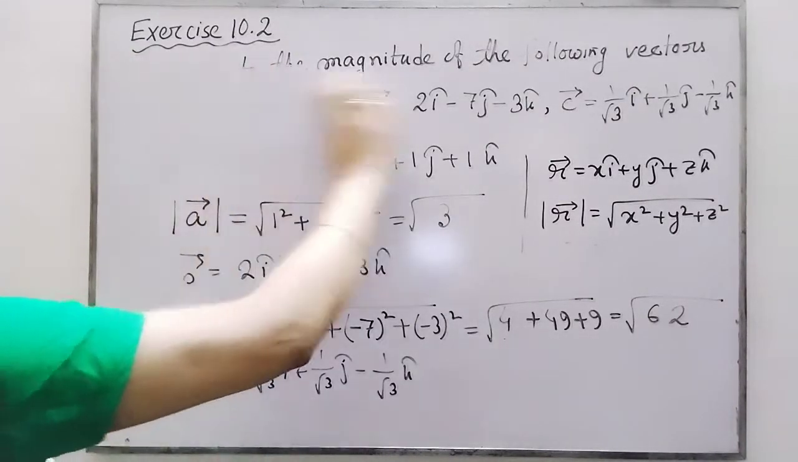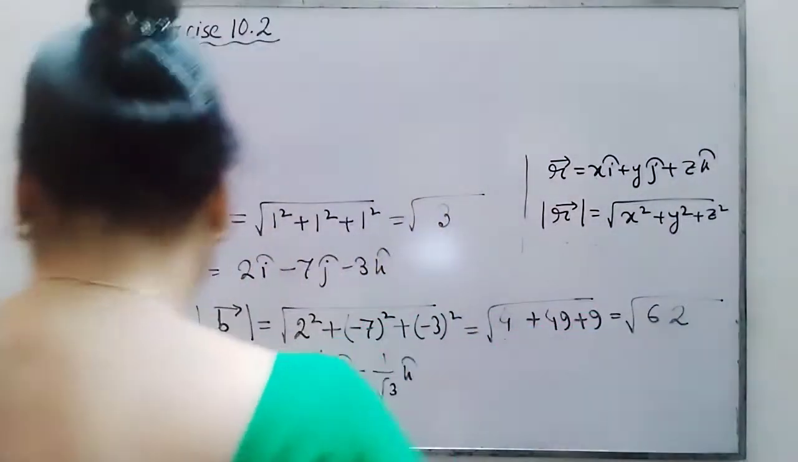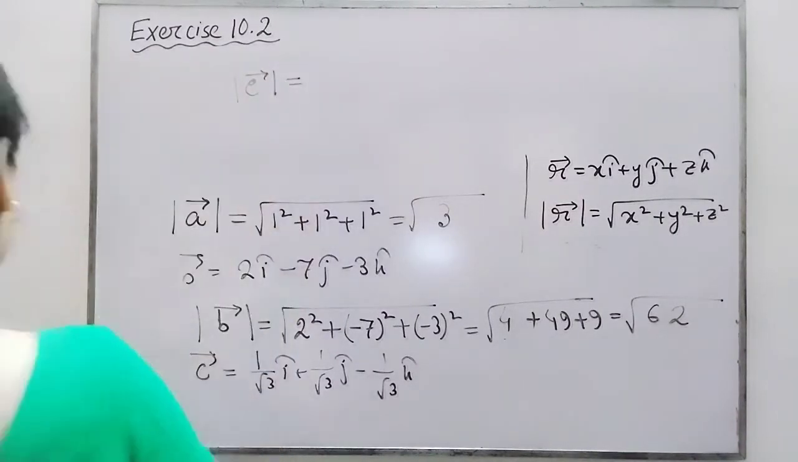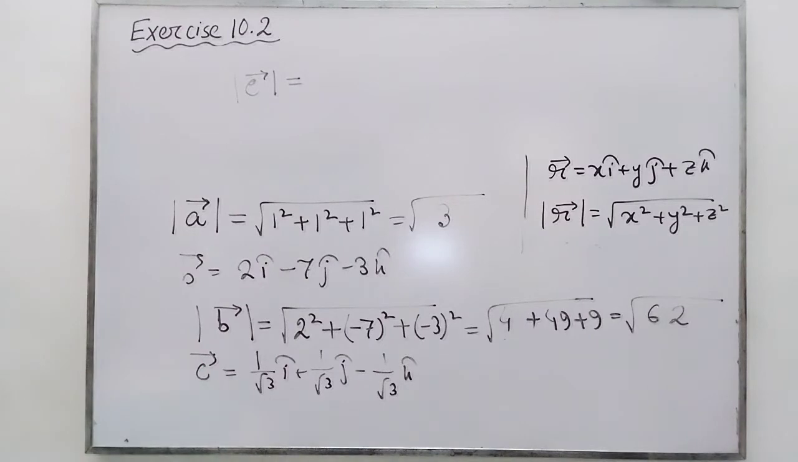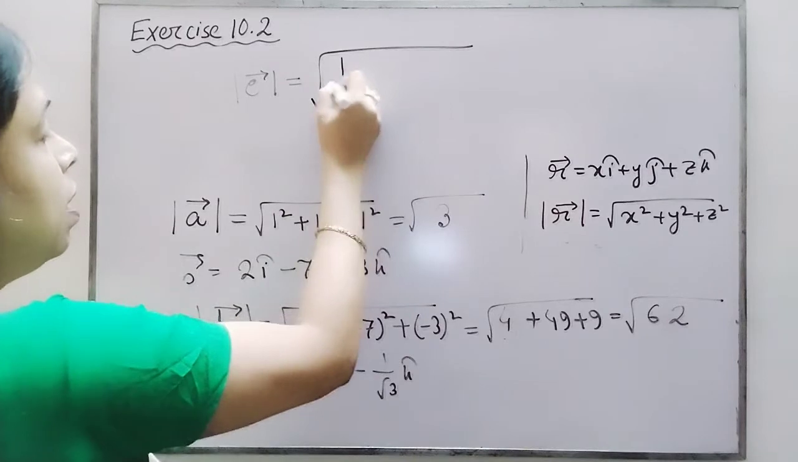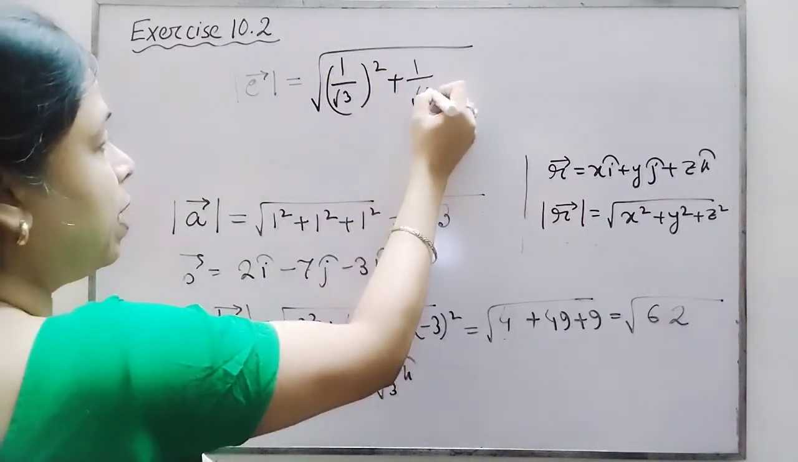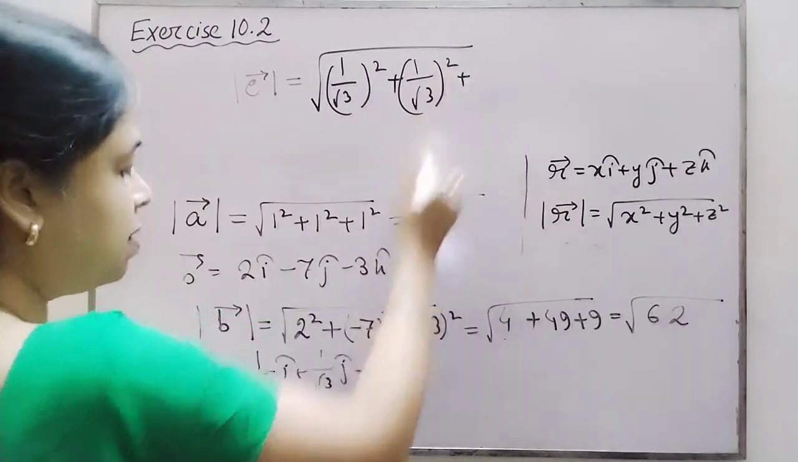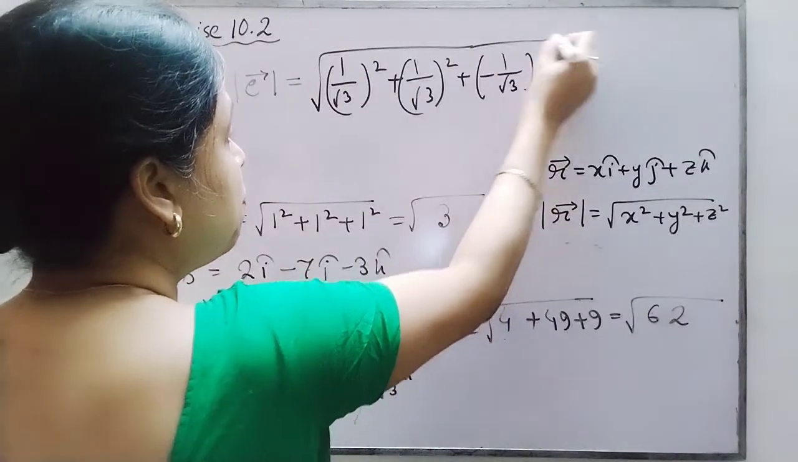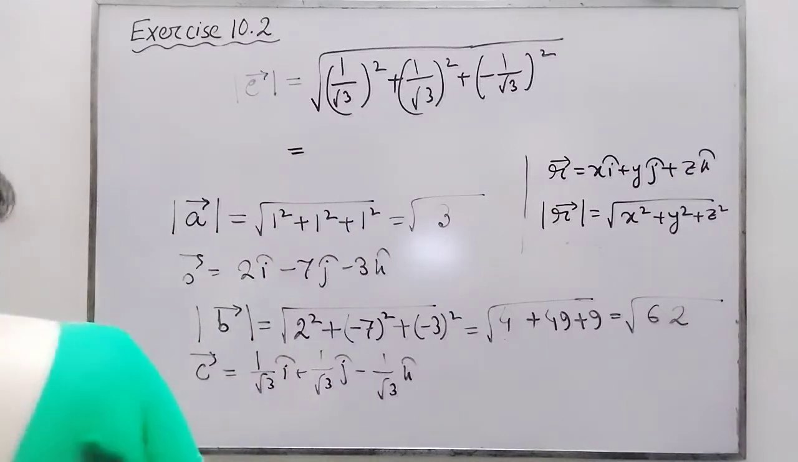I have written already this c, so I'll do the calculation for modulus of c bar, that is magnitude of c bar. It is given by, so here the i cap coefficient is root 3, root 3 whole square, plus the second is also 1 by root 3 whole square, plus the third is minus 1 by root 3 whole square. Do the calculation.